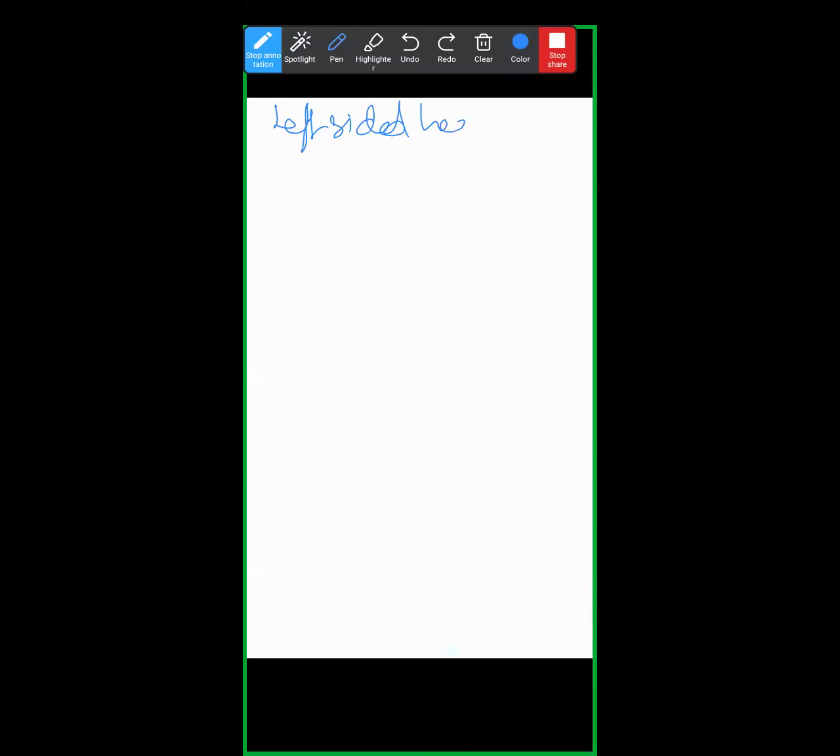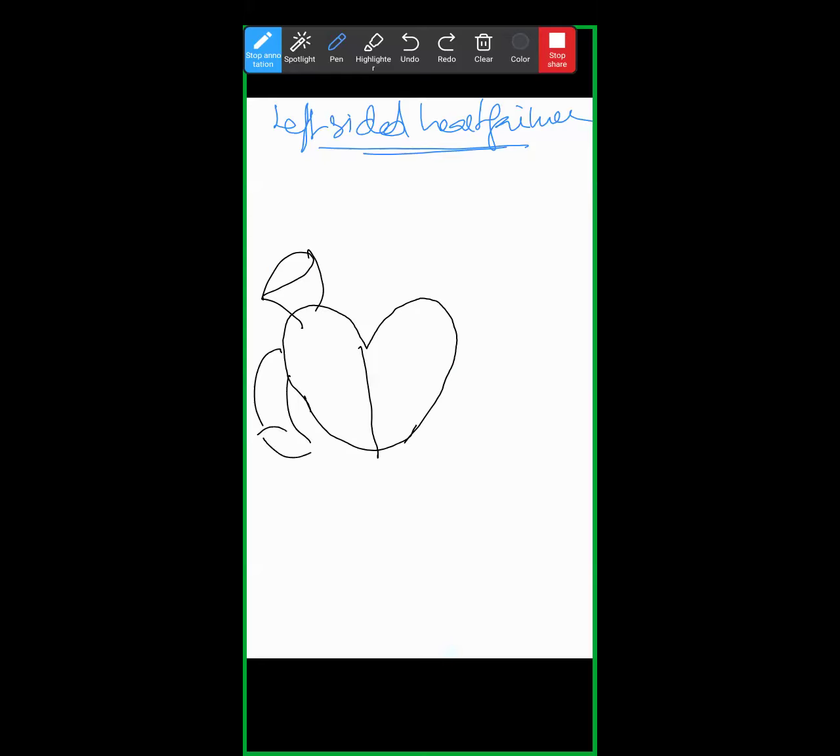Left-sided heart failure. How, in left-sided heart failure, can we see lung-related changes? I'll just draw it. Okay. Left-sided heart failure means the left ventricle fails to contract.